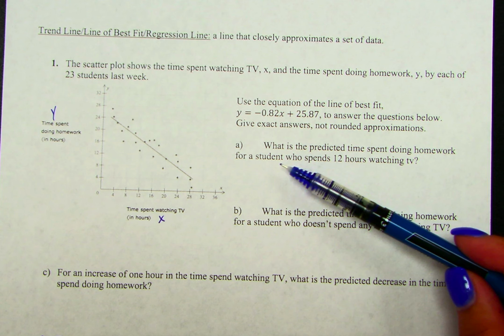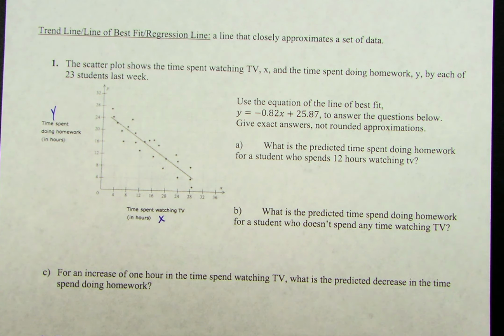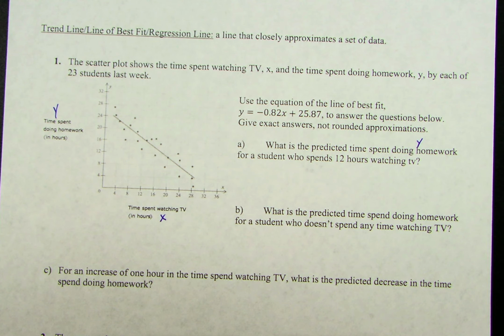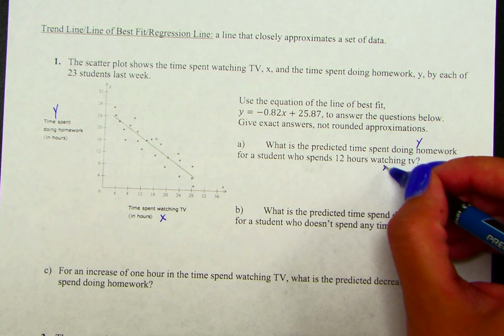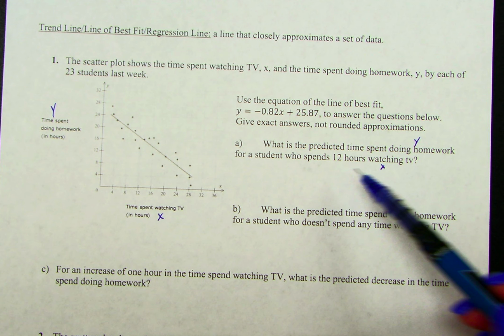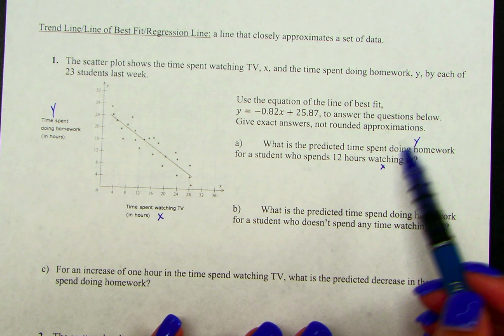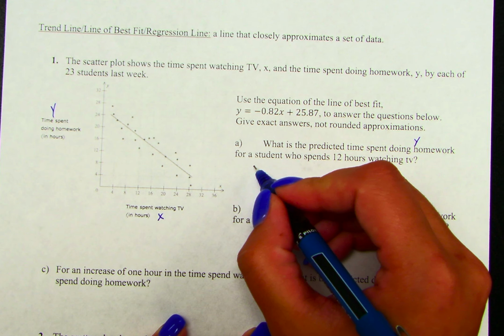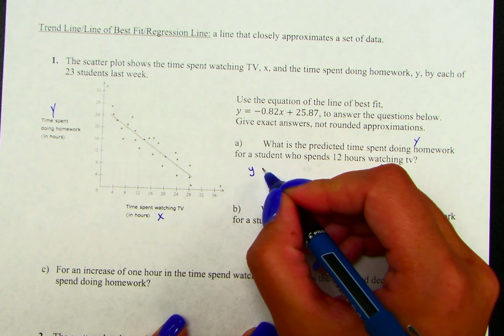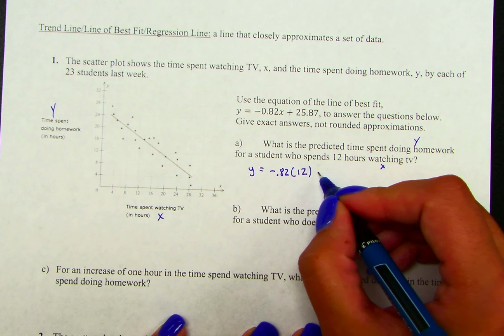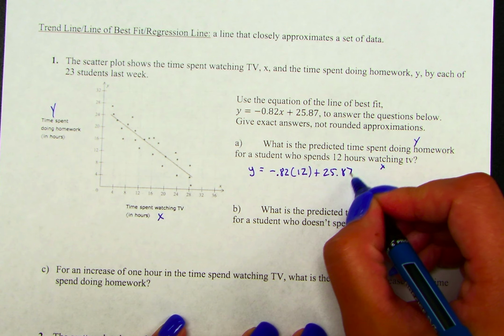The first question: what is the predicted time spent doing homework for a student who spends 12 hours watching TV? Time spent doing homework is Y, and time spent watching TV is X. So they are giving us an X value and asking us to find the Y value. I'm just going to plug this into the X in the equation. So this will be Y equals negative 0.82 times 12 plus 25.87.